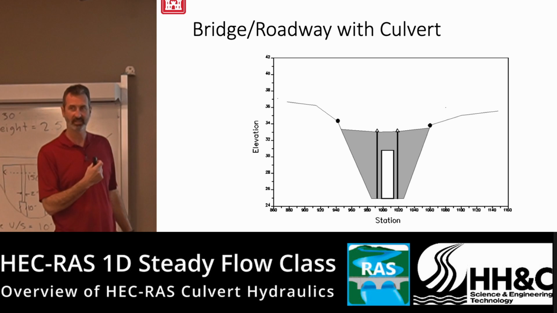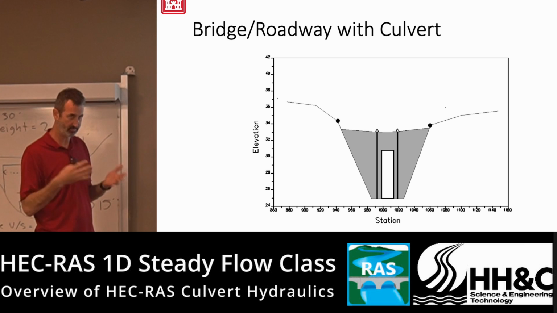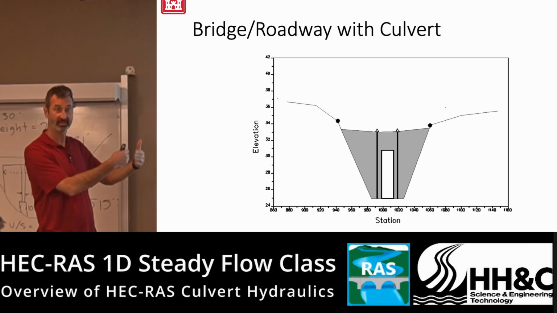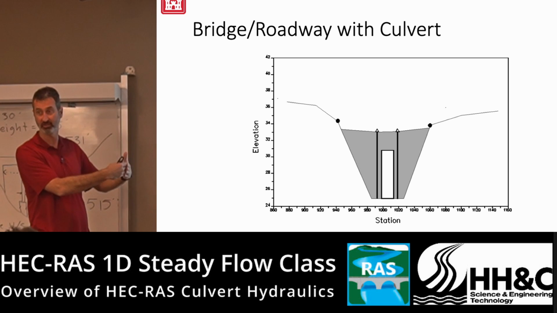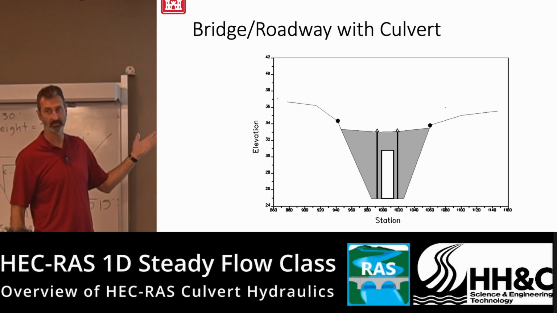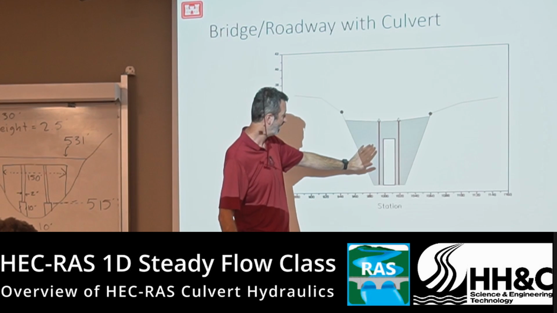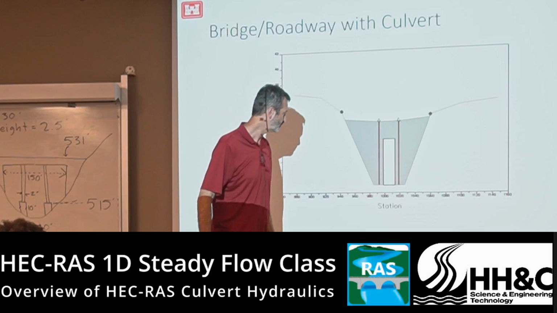But that's not actually the orientation. Remember I said the orientation for RAS is going downstream. So this is actually the one just on the downstream side, as if you were seeing through the bridge, or seeing through the structure. And the same thing is true on bridges. So this is the upstream view looking downstream at the back end of the culvert opening.